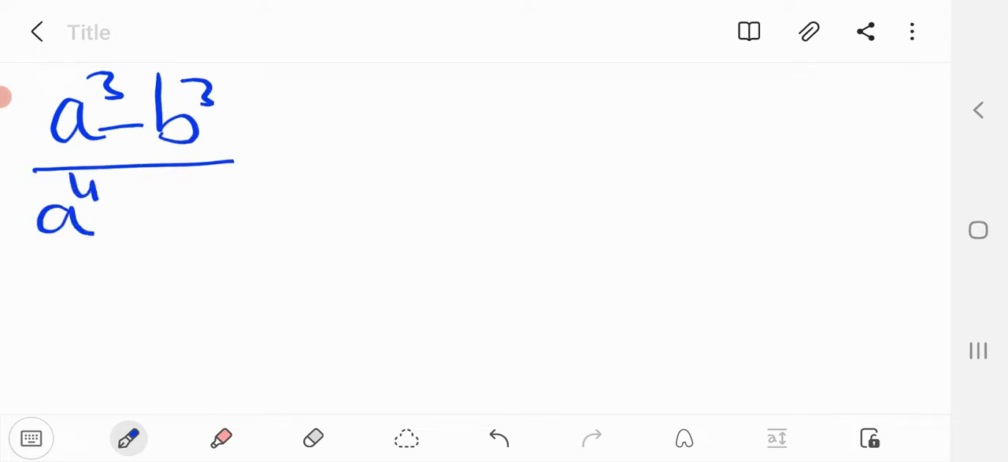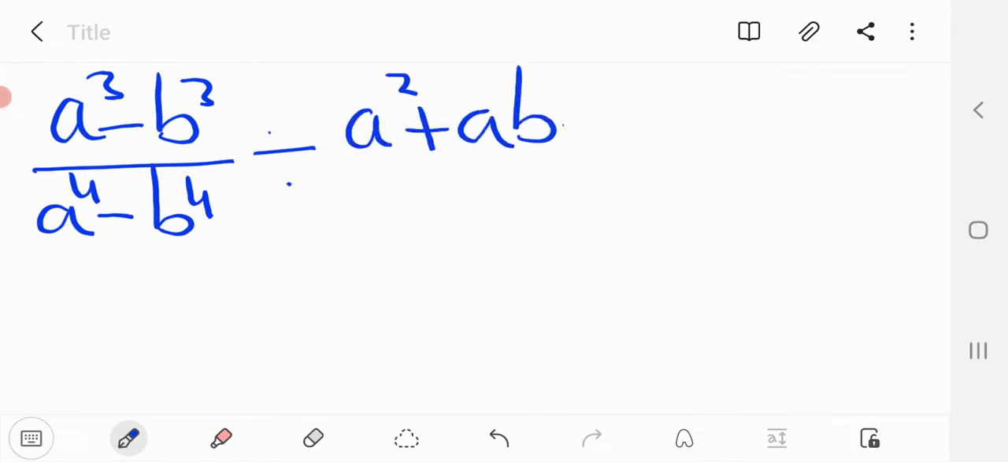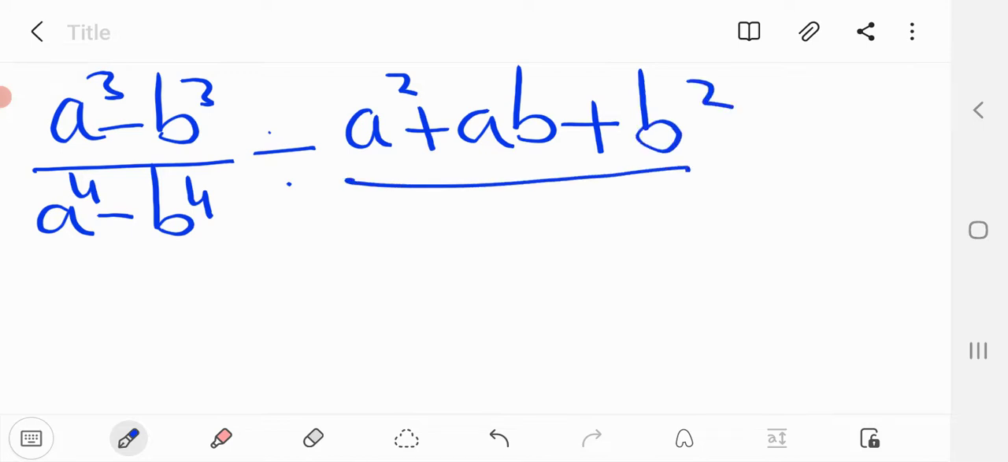So let me proceed. First write the question. The question is a cube minus b cube, divided by a power 4 minus b power 4. Then we have the sign of division, then a square plus ab plus b square, divided by a square plus b square.